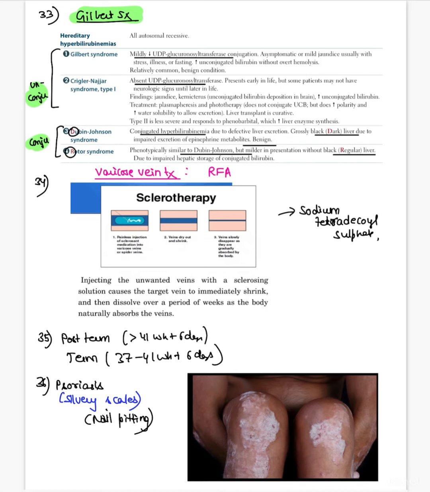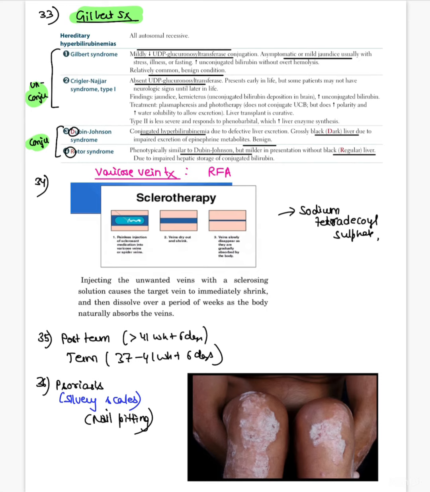So the question was Gilbert syndrome. Gilbert syndrome is an unconjugated hyperbilirubinemia where you have a deficiency of UGT, that is UDP glucuronosyltransferase. As a result, you have asymptomatic or mild jaundice. Again important, it is a relatively common, benign condition, treatment phenobarbital.